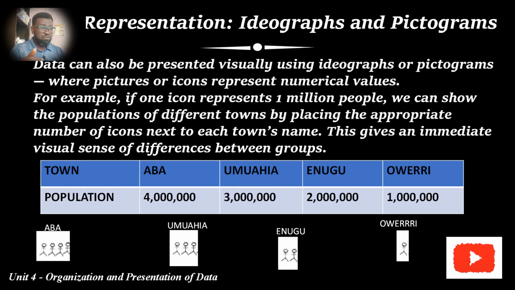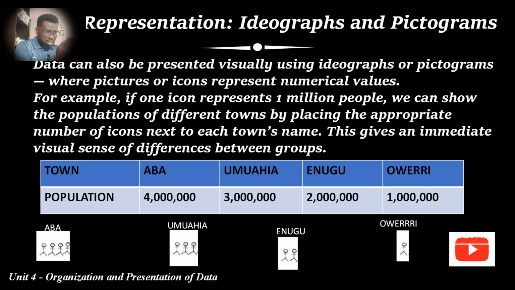All right, now let's talk about visual representations, which could be in ideographs or pictographs. Data can also be presented visually using ideographs or pictographs, where pictures or icons represent numerical values. For instance, if one icon represents 1 million people, we can show the populations of different towns by placing the appropriate number of icons next to each town's name, indicating the number. All right, this gives an immediate visual sense of differences between the different groups.